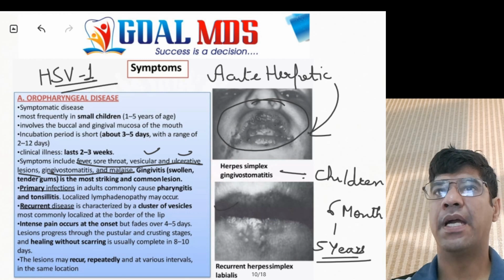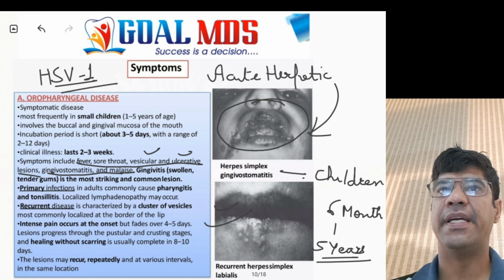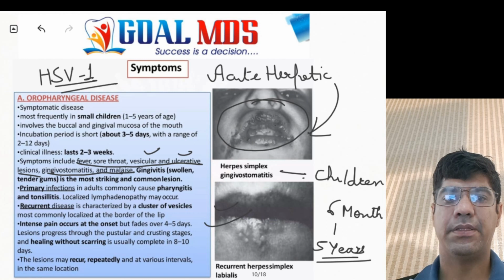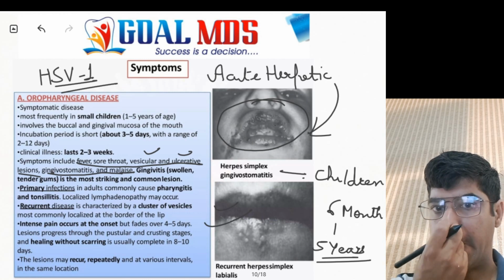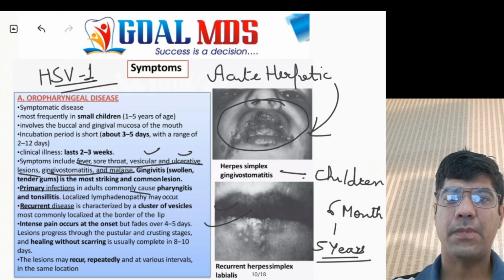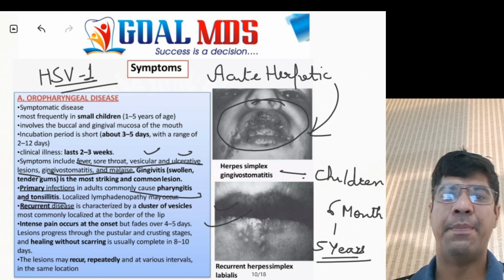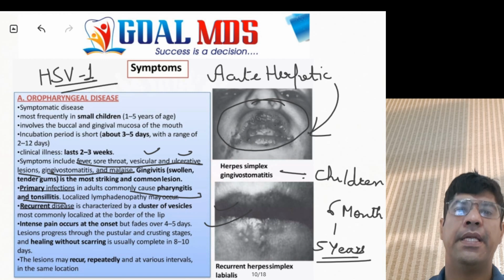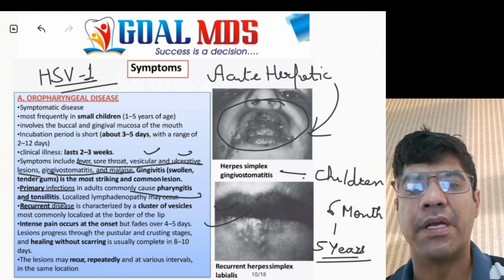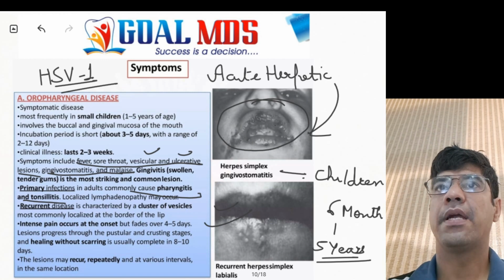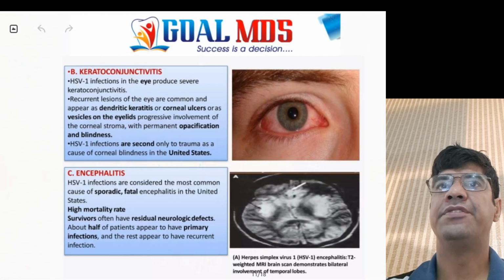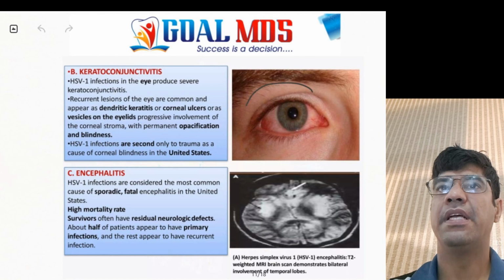Primary infection in adults commonly causes pharyngitis and tonsillitis. Vesicles form on the tonsils and back of the throat that can turn into ulcers with a grey-yellow covering. Other features are keratoconjunctivitis, where infection in the eye produces severe conjunctivitis, and encephalitis.